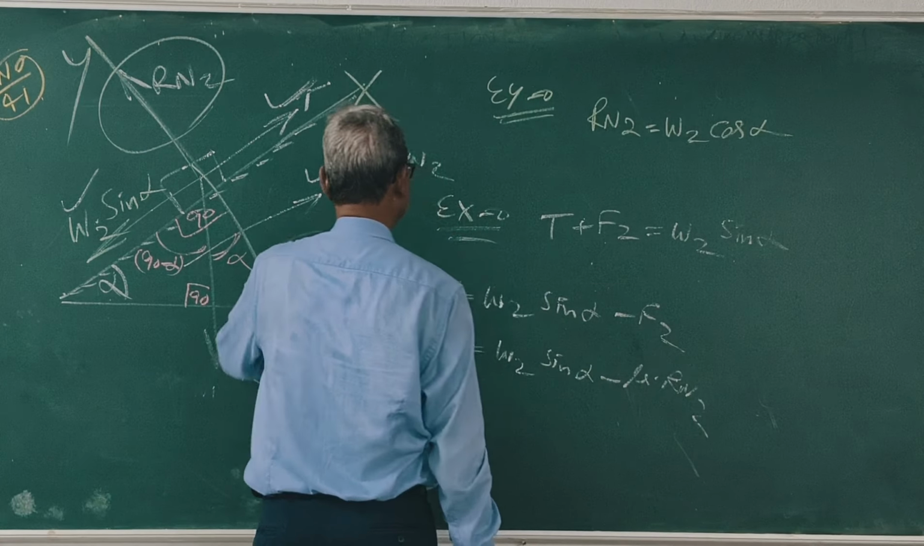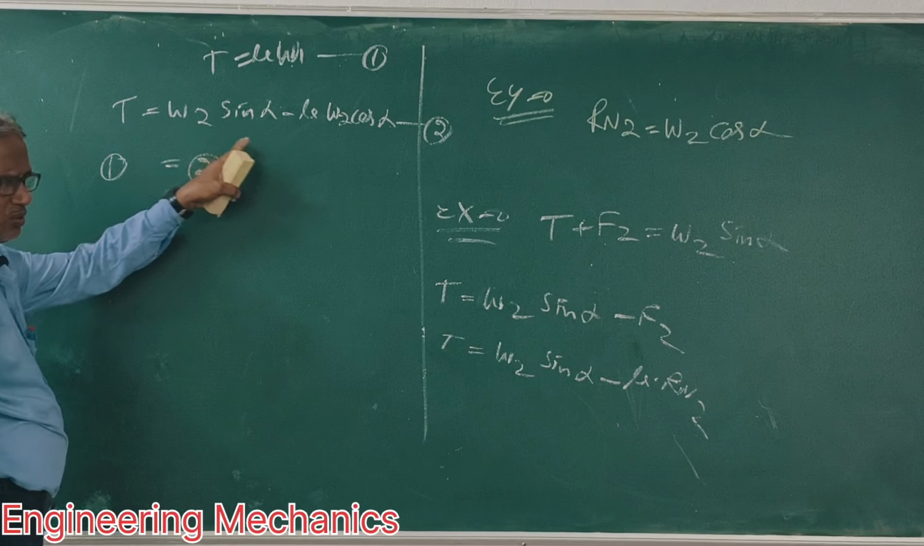So T is equal to W2 sin alpha minus mu into what is Rn2? W2 cos alpha. This is equation 2. What is equation 1? T is equal to mu W1 n. This is equation 1. Clear? So equation 1 is equal to equation 2. Equation 1, T is mu W1 n. Equation 2, this is the value of T.